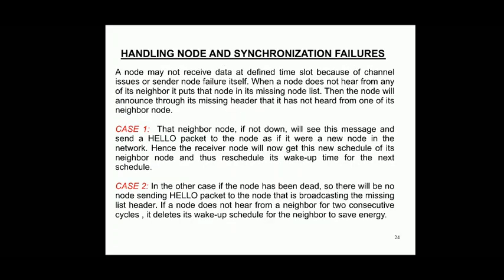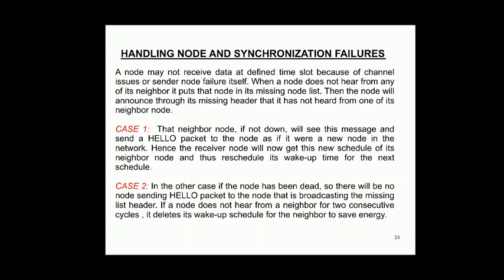A node may not receive data at the defined time slots because of channel issues, or maybe the sender node has failed. When a node does not hear from any of its neighbors, it puts that node in the missing node list. Then it announces through its missing header that it has not heard from one of its neighbor nodes. In one of the cases, that neighbor node may not have been able to communicate due to the channel issue. In such a case, it will send a hello packet to the node as if it was a new node in the network. Hence, the receiver node will now get this new schedule of its neighbor node and thus reschedule its wake up time for the next cycle.